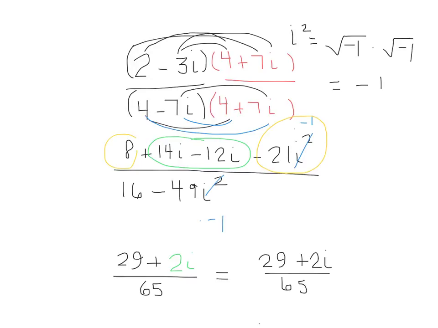Now it would also be acceptable to write these as two separate fractions. 29 over 65, which doesn't reduce, plus 2 over 65 times i.